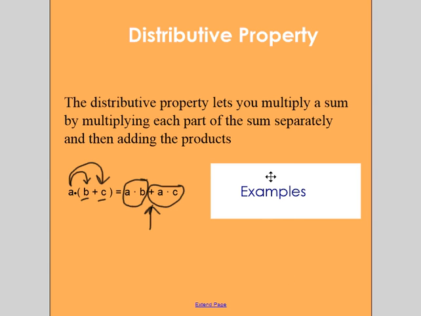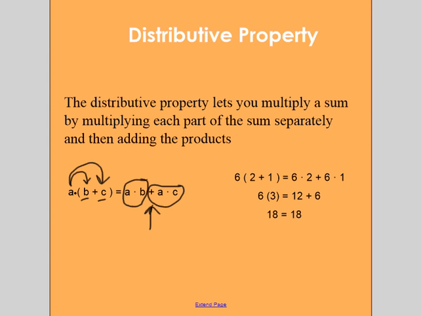Let's look at it with some numbers that might make more sense. Okay, so if I have 6 parenthesis 2 plus 1, remember that that parenthesis means that 6 is multiplying. Mathematicians are occasionally lazy and don't like to put all the symbols in. So if I look on the left side of my equal sign, I'm going to do it following the order of operations. I'm going to do 2 plus 1 first, which equals 3. And then I'm going to say, okay, 6 times 3 is 18.